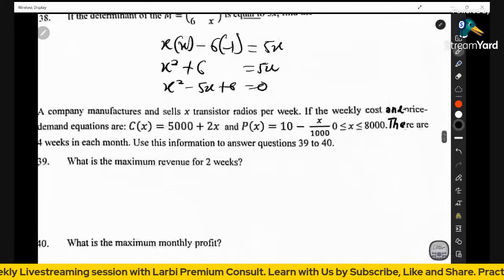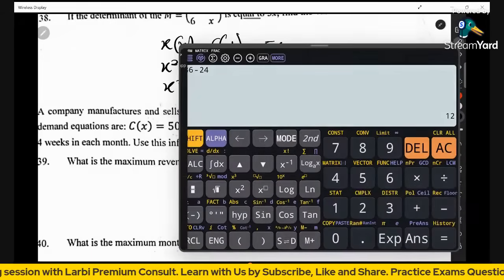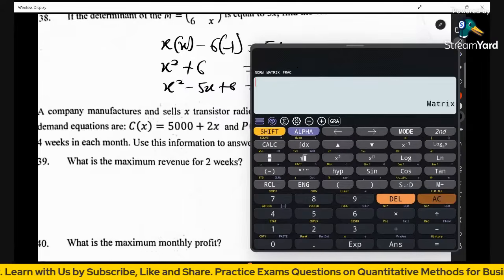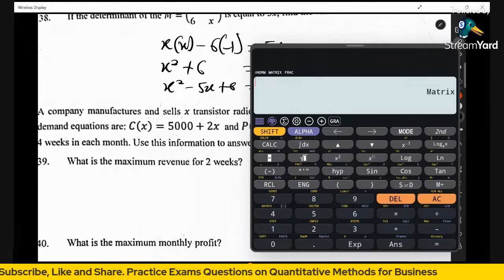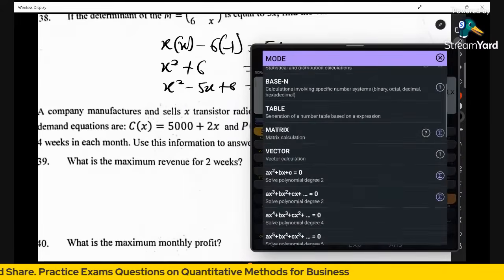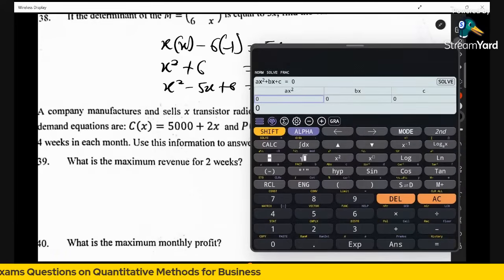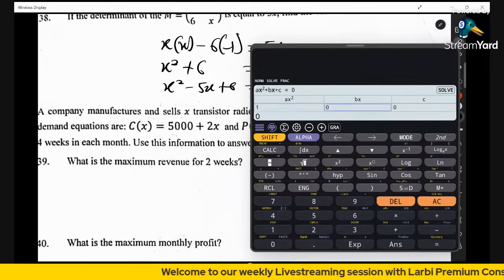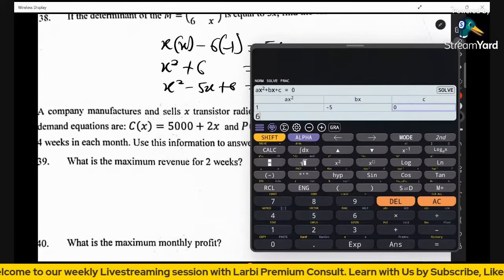So once you're able to get this, you bring in your calculator once again. So calculator, you go to your normal mode. You go to mode, you go to 5, and you select 3 for ax squared plus bx plus c. So here, the coefficient of x squared is 1, that of x is -5, and that of c is 6.